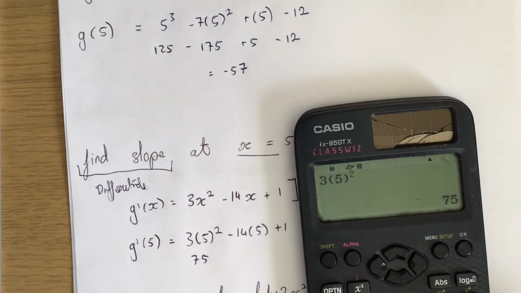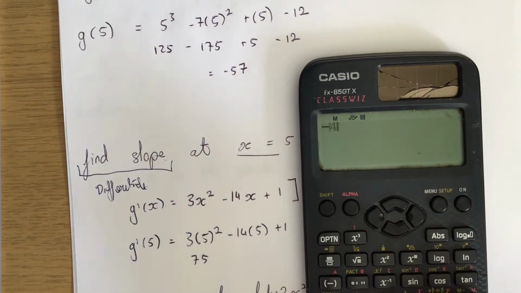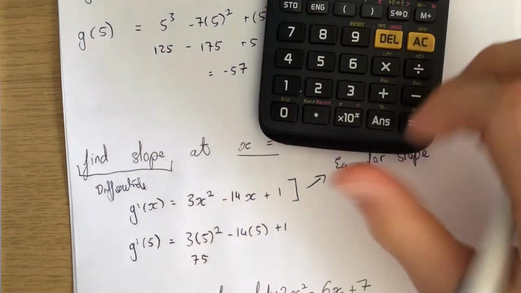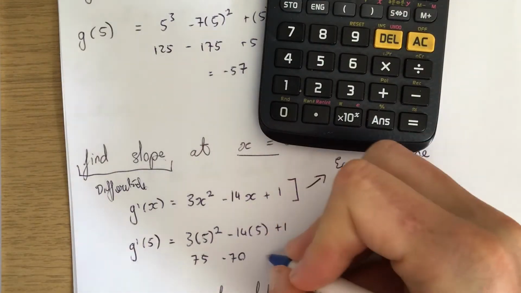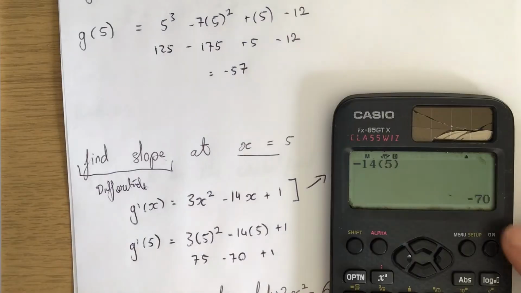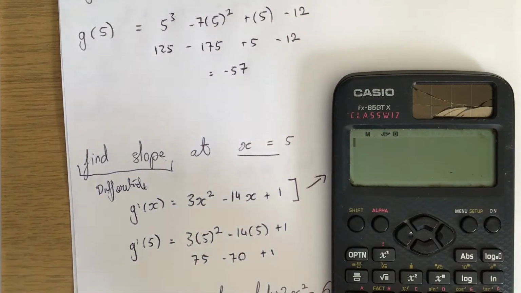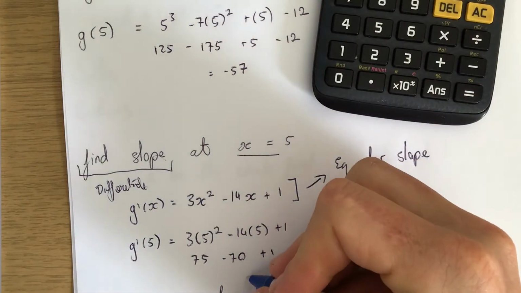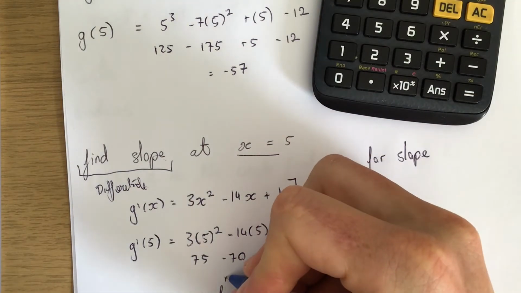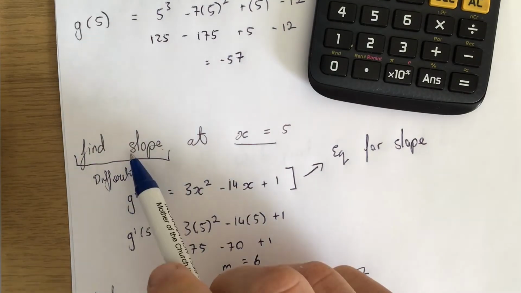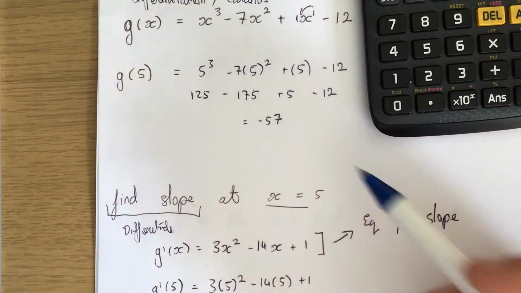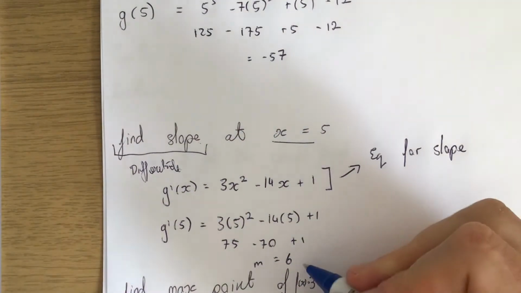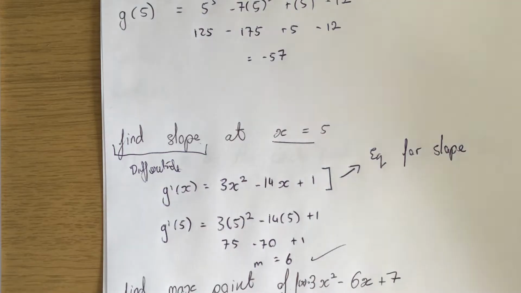So that was what we typed in. Then minus 14 times 5, and that will go to minus 70. And then you have plus 1. And you can type all this into your calculator. So what you're going to say there is 75 minus 70 plus 1, and that will equal 6. So your slope, so that's kind of an m of 6, your slope of this cubic at the point x equals 5 is going to be equal to a slope of 6. And that would be your final answer to this.